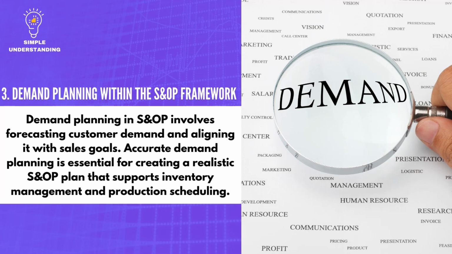3. Demand planning within the S&OP framework. Explanation. Demand planning in S&OP involves forecasting customer demand and aligning it with sales goals. Accurate demand planning is essential for creating a realistic S&OP plan that supports inventory management and production scheduling.